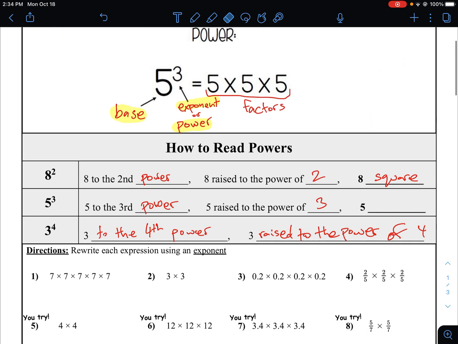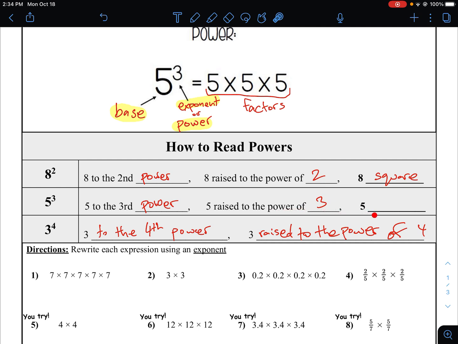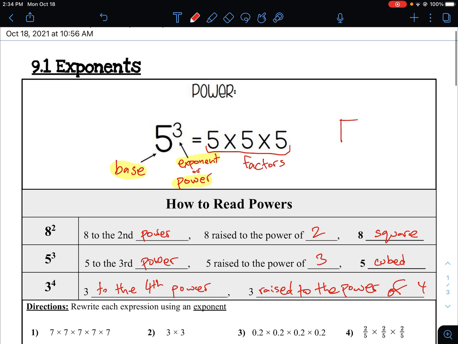All right, so 5 to the third. What is a special name for that? You may be thinking 5 triangled. Not quite. It's 5 cubed. How is it 5 cubed? Now, if you remember volume, to find the volume of something, or how much stuff is inside, you multiply the length, the width, and the height. If you multiply the length, the width, and the height, you'll get the volume.